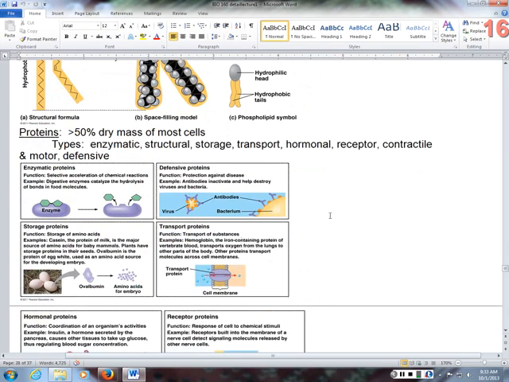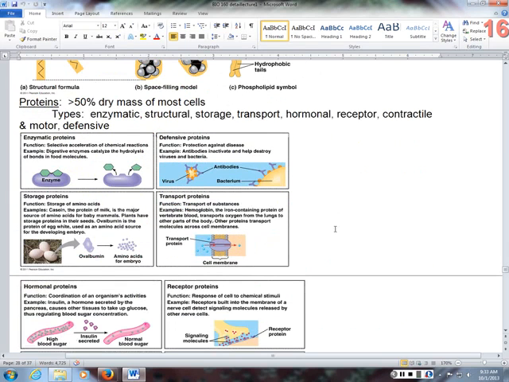So with proteins, proteins are used for structures in the body. They're over 50% of the dry mass of most cells. So that's what your body wants to use protein for, to rebuild structures. It doesn't want to use it as an energy source.